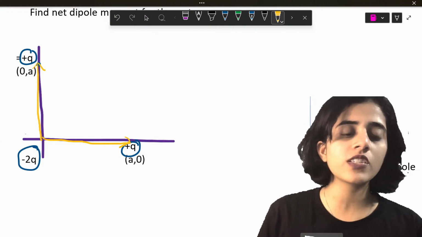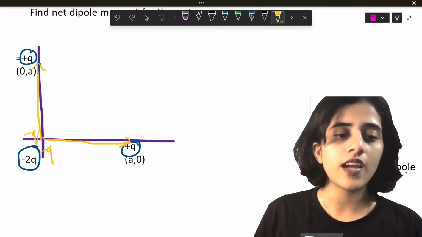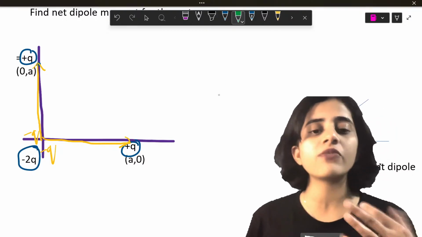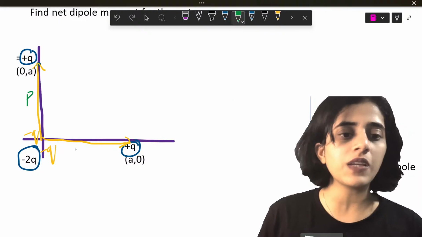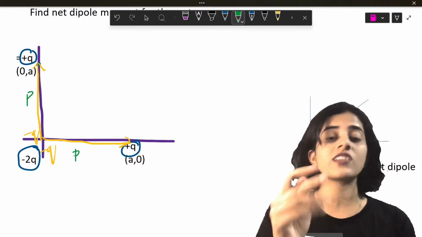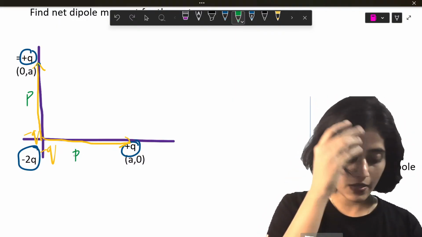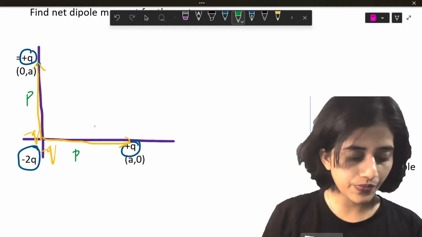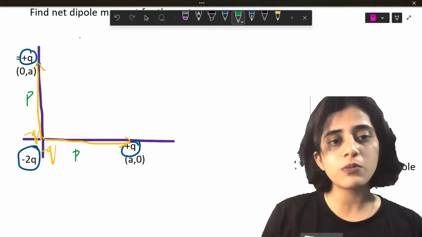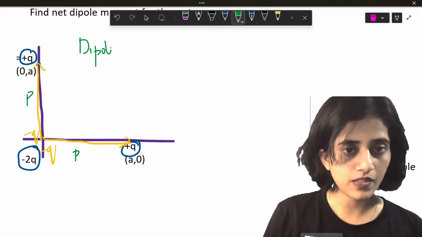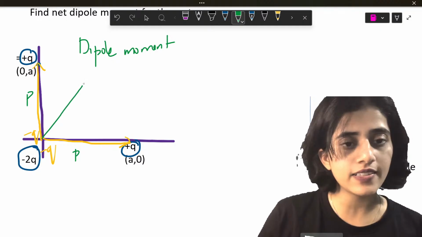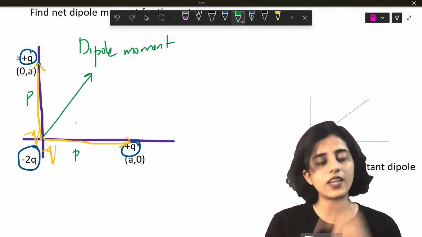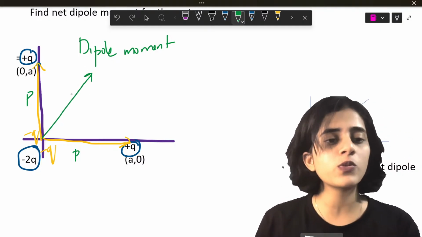Now, what we will do, we will just take this as minus q and minus q, so that both of them have their individual dipoles. Now, the dipole moment I'll take it as p. Now, how will I find out the dipole moment? So, the dipole moment will be the resultant, which is along this direction.